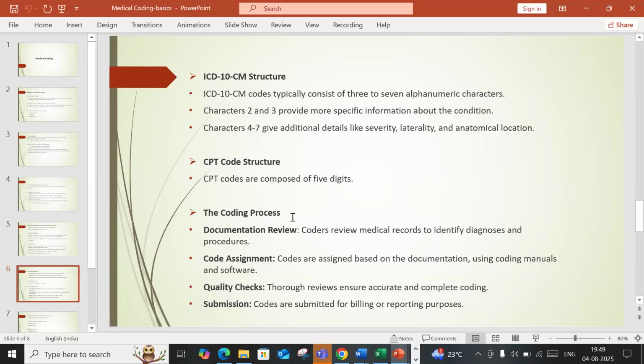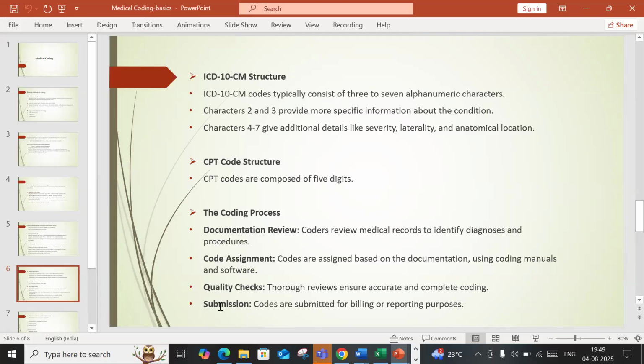If one is getting errors and not maintaining 95% quality in that 20% audit, they will get some warnings. If any coder is missing any codes or has given incorrect codes, these quality persons will correct them and submit the codes again. Next, submission.